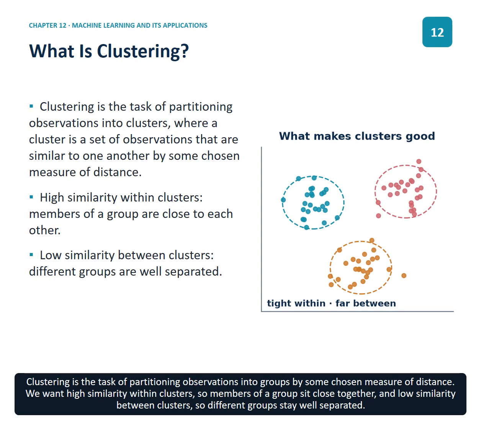Clustering is the task of partitioning observations into groups by some chosen measure of distance. We want high similarity within clusters, so members of a group sit close together, and low similarity between clusters, so different groups stay well separated.